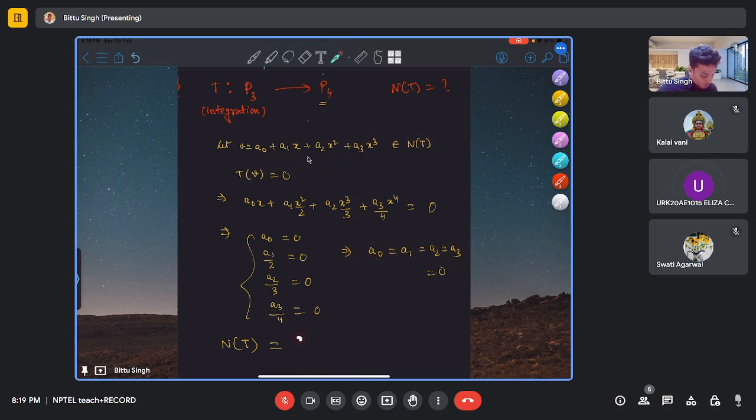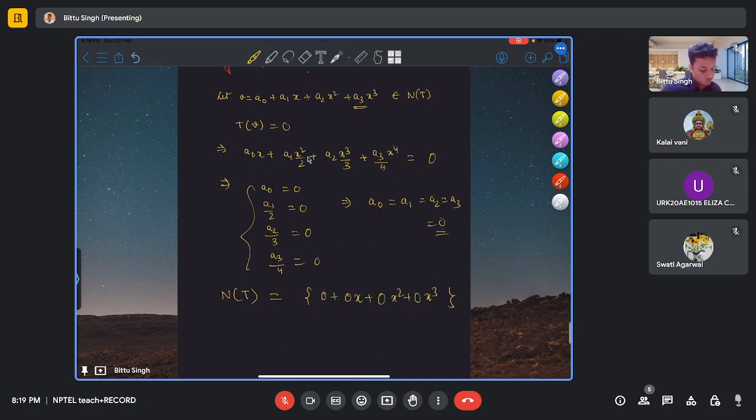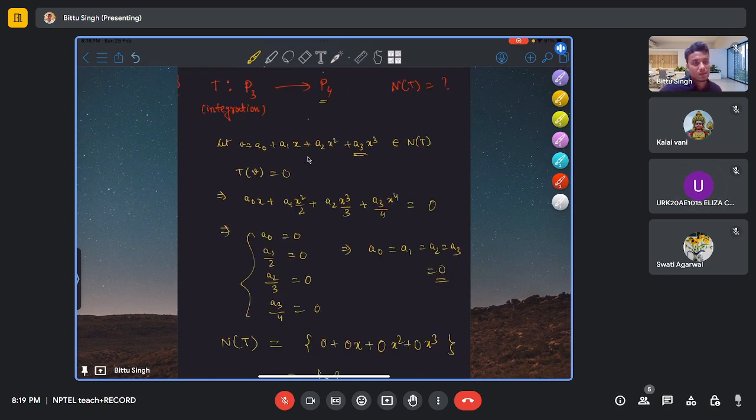So the null space should be like this: a0 is 0, so 0 plus 0x plus a2, which means 0, x square plus a3, which means again 0. This is the null space. So this is identically 0. Except 0, there is nothing.